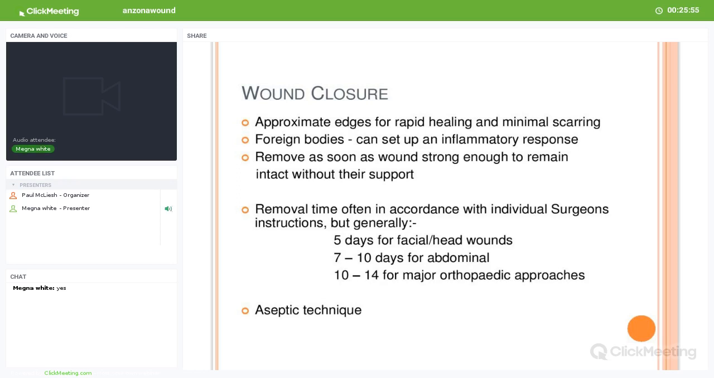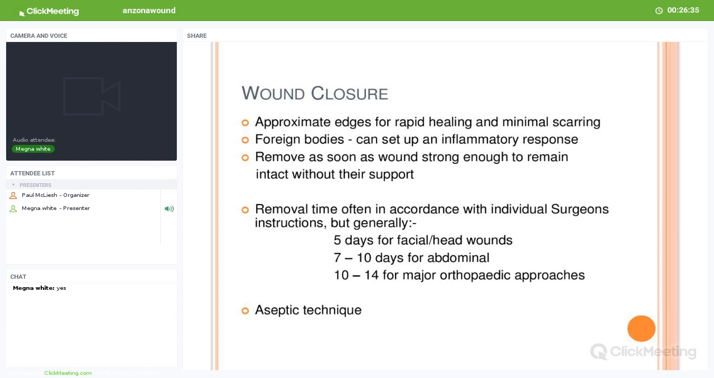When we look at wound closure, especially with a surgical wound, we're approximating the edges for rapid healing and looking at minimal scarring. There are no foreign bodies, or if there are, they can set up the inflammatory response, and that's where the wound will stay in that inflammatory phase. So with any type of staple, clip, or sutures, we want to remove them as soon as the wound is strong enough to remain intact without their support. Often if staples or clips are left in too long, you'll start to see a bit of a reaction with the skin, or erythema around the site.